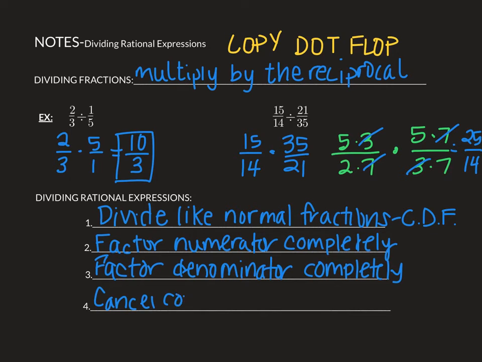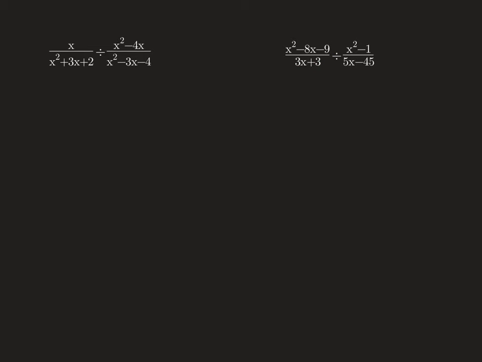So I'm going to say cancel common factors in numerator and denominator. I'm going to abbreviate those. So I want to cancel out any common factors in the numerator and denominator once it's been factored completely, because I've already done the copy-flop first. If you need to pause this, rewind it, watch that again, feel free to do so. But let's move on. Okay, so let's look at what it looks like when we are dividing fractions.